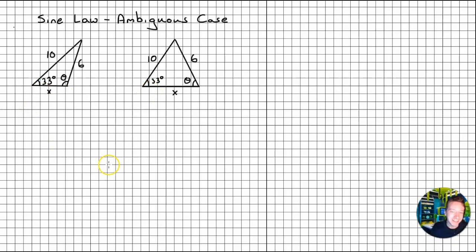So let's take a look at these two triangles. Now they both look very different. However, these two side lengths are the same, and this angle here is the same. So if you were to use the sine law to solve for either theta or this length x, that's going to give you very different answers.